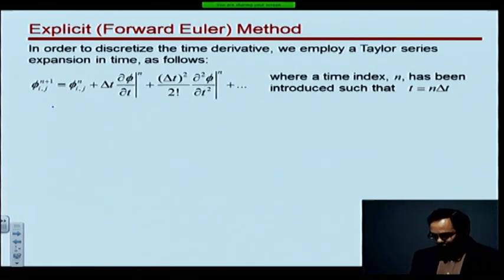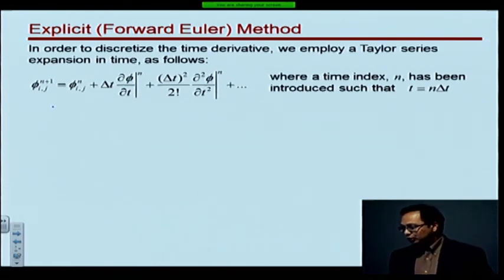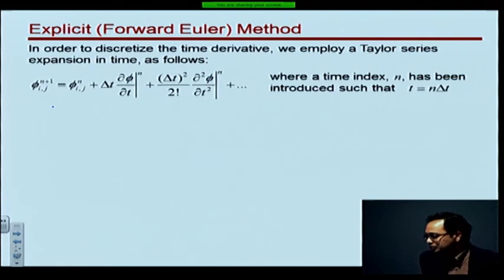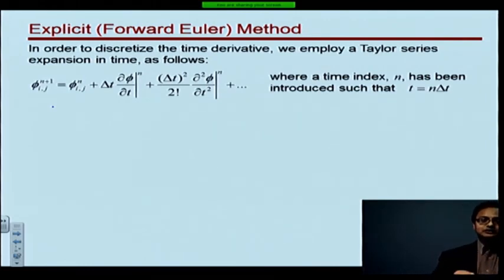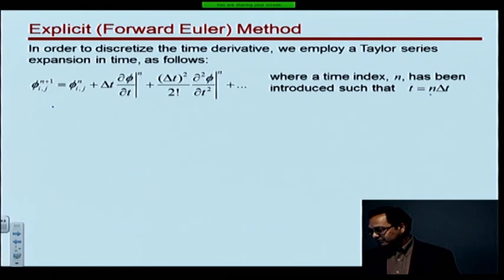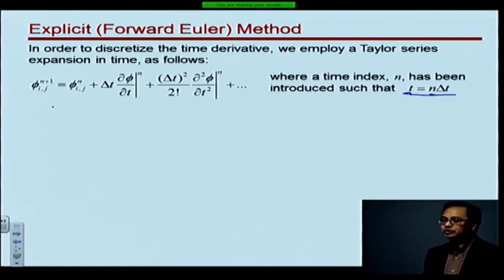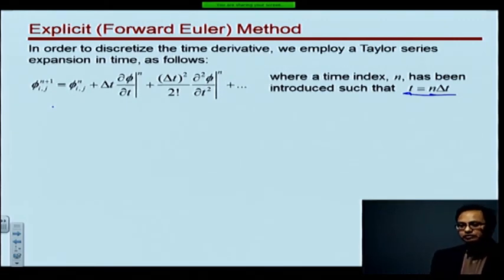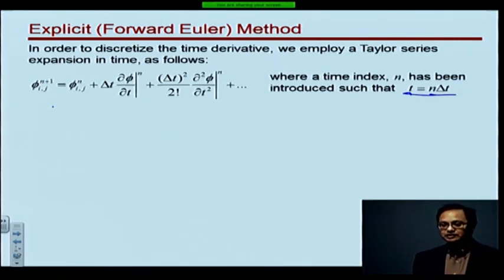So what we are going to do is now apply our age-old Taylor series expansion to derive these time derivatives. Okay, same idea. So now what we are doing is, instead of spatial nodes, we are introducing temporal nodes, nodes in time. Okay, and we are going to use a time index n such that t is equal to n delta t. So when n is equal to 0, that indicates our initial condition, starting point. Okay, and t is equal to 0 at that time index.